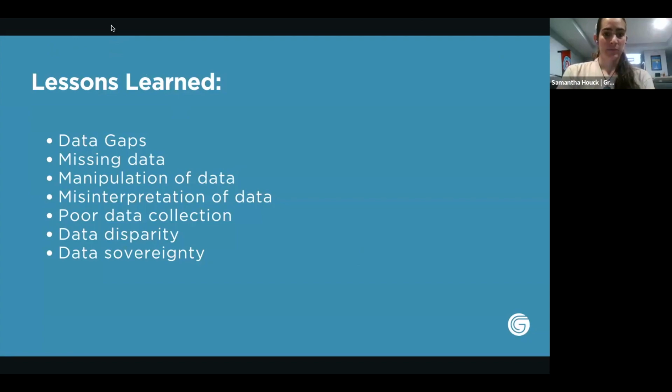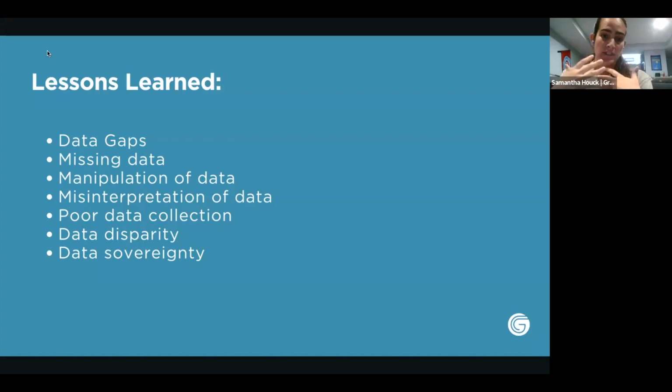I guess really quick, while people are thinking about questions, Jelly, with the lessons learned, a lot of these play into each other too. So data gaps is a really important overarching term, where missing data, manipulation, misinterpretation, and poor data collection all play a part that affect in a lot of different ways. And I think with the lessons learned, it's also important to be aware of where the data gaps are in your collection with the data.